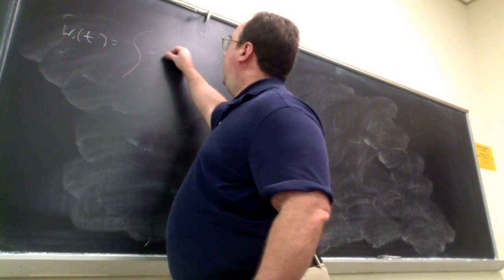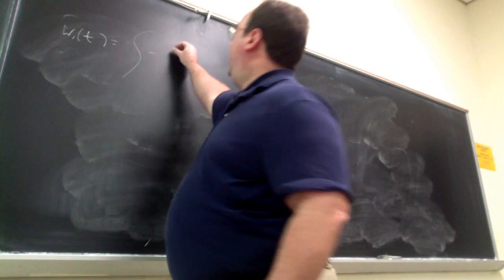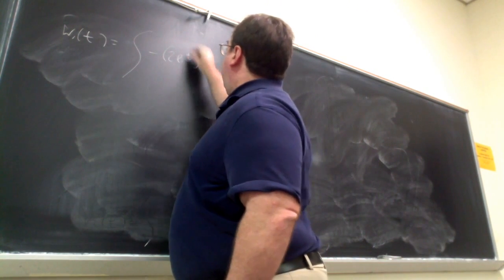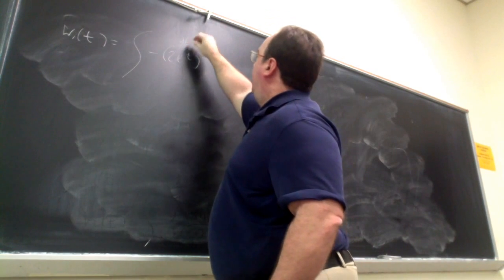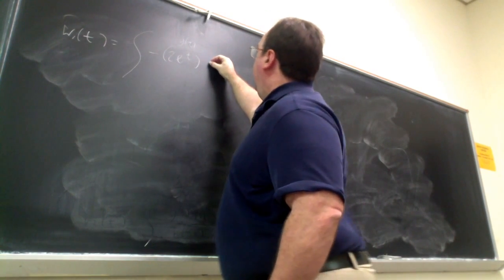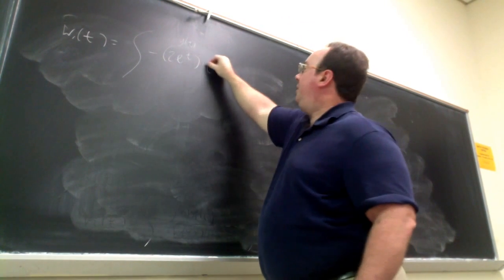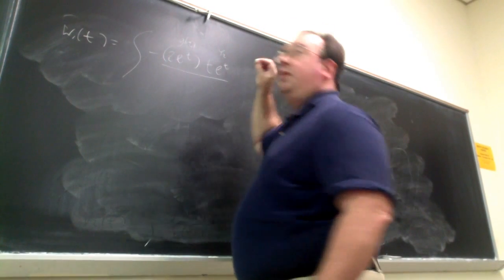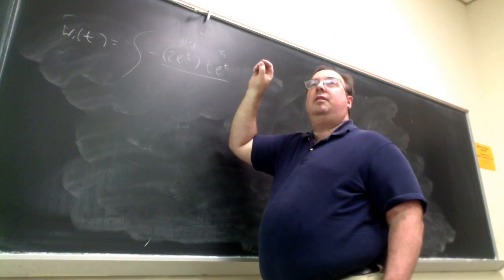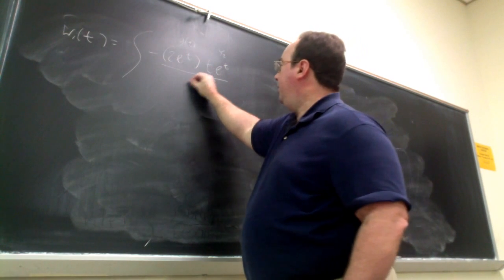Negative g of t. Yeah, and g is 2e to the t, times what? The y2, which is t e to the t, over e to the 2t, the Wronskian. Yeah, e to the 2t.